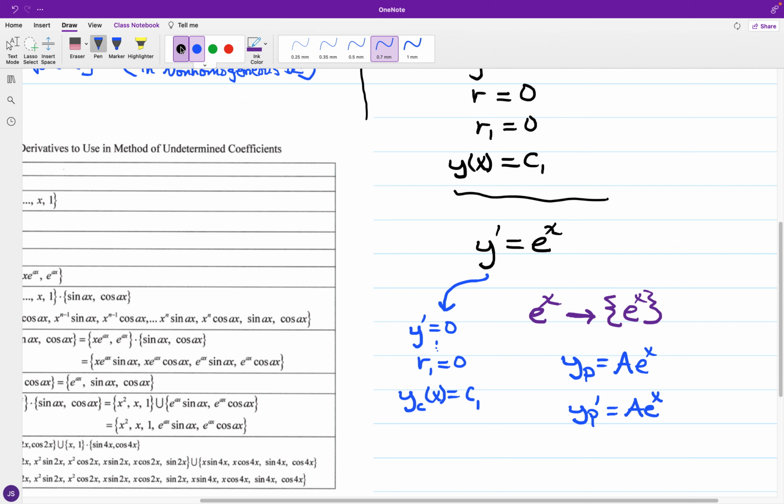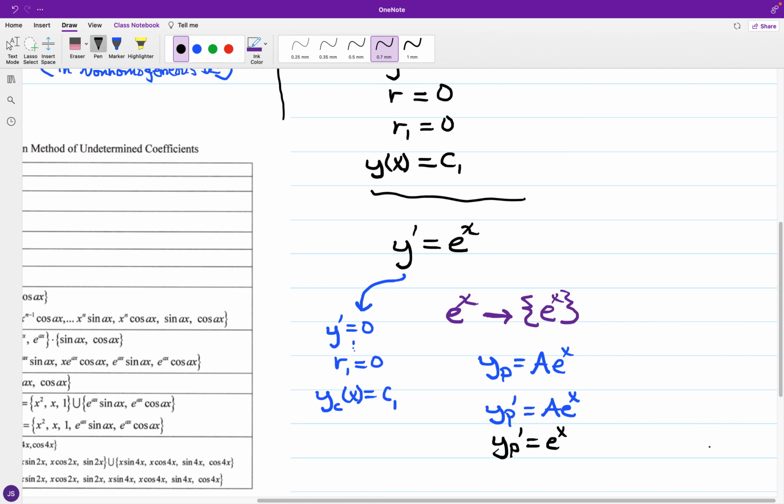I already have established that y prime is equal to e to the x. And if I put that statement in terms of y sub p prime, it is equal to e to the x. Well, guess what? I had the same statement with y sub p prime. So it is simultaneously a e to the x, and also from the original equation I have it equal to e to the x. So if I'm looking at solving for a, I can say that I have a e to the x is equal to e to the x.